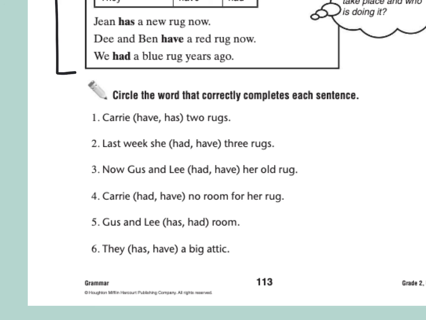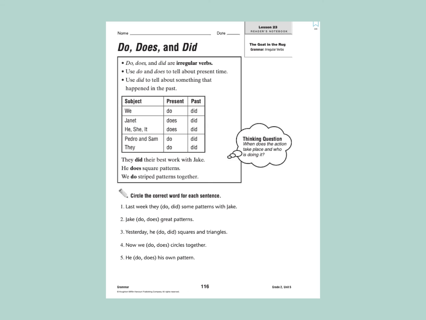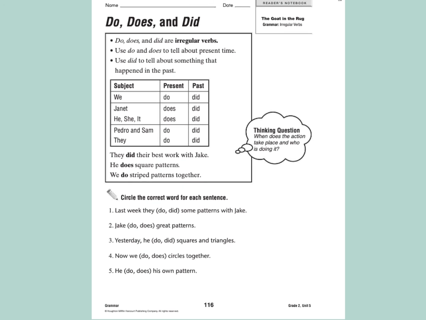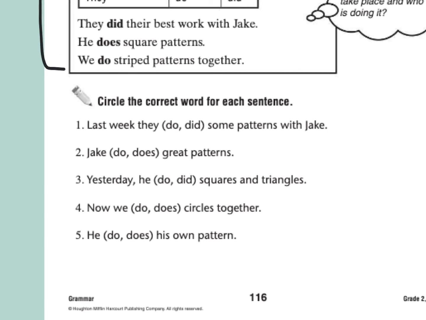After you complete that, you're going to do the same thing, but with the other verbs we learned about. Do, does, and did. Now this is on page 116. Again, at the top, it tells you to use do and does for the present, now, and use did for the past. Use this box to remind you, and then complete this bottom part.